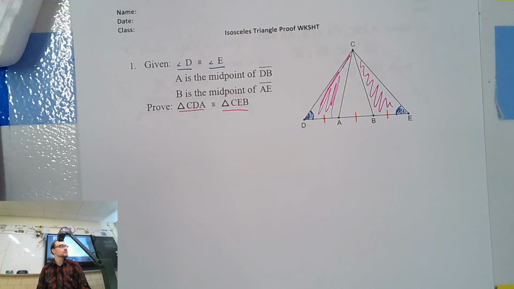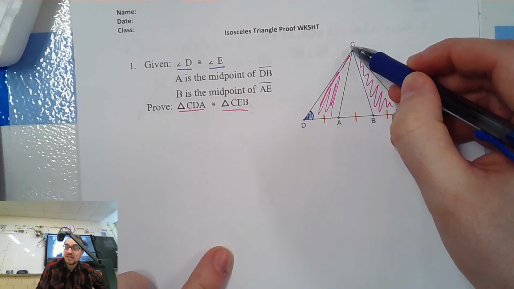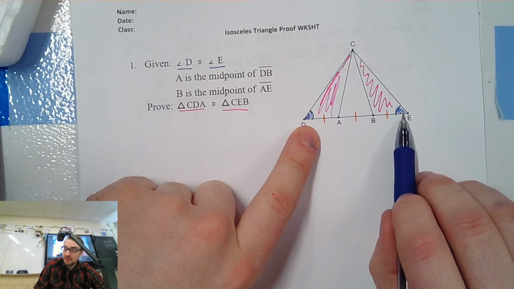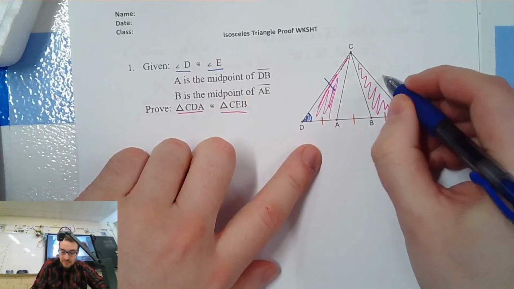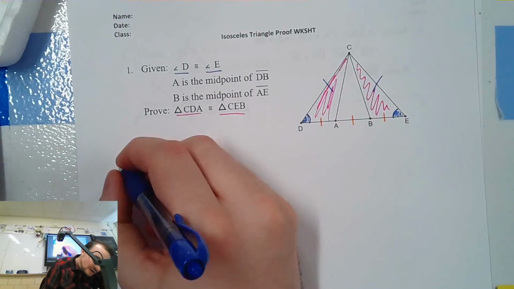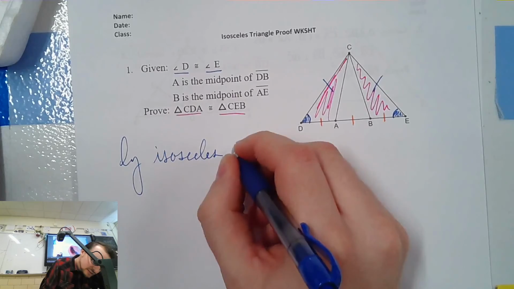Shared sides. No shared sides, we don't have any. Oh, for those two. Anybody see it? Zayden. That entire thing is an isosceles triangle. How do I know? Two angles are the same, so their opposite sides are the same. So, by isosceles triangle theorem.